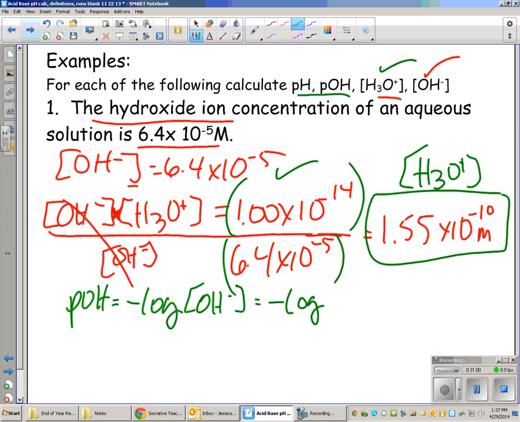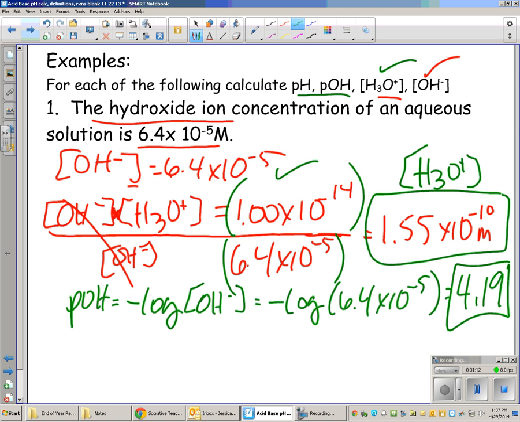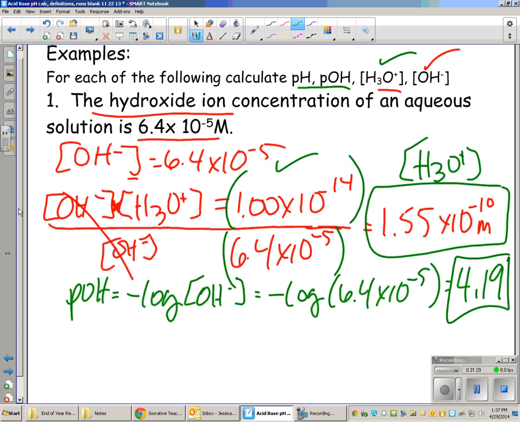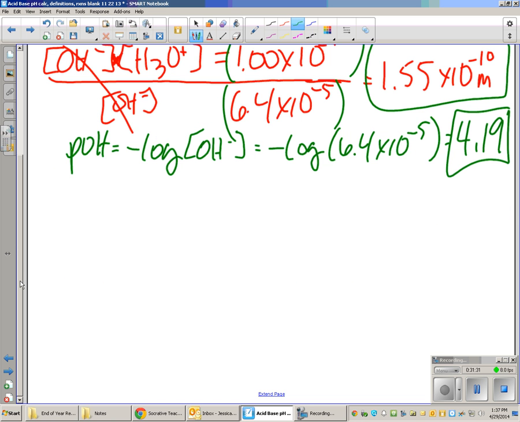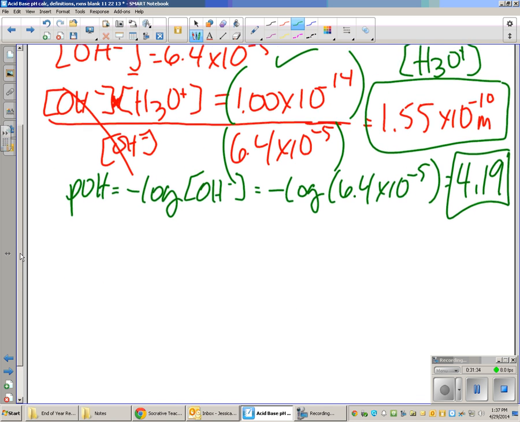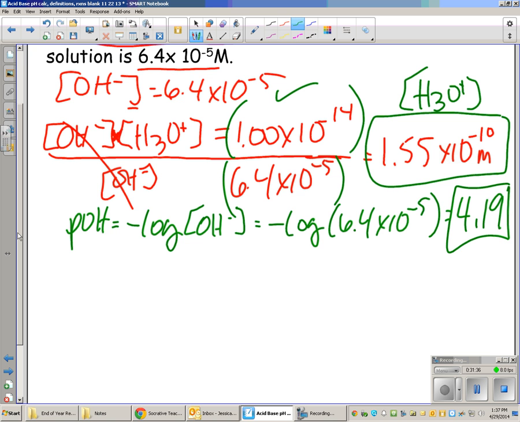So then you go negative log of 6.4 times 10 to the negative fifth. Plug that in your calculator. I'm going to say it's like 4.19. And that number really doesn't mean anything to me right now because I know the pH scale like the back of my hand. I know a base is going to be close to 14, I know an acid is going to be close to 0. So I can't really judge if I'm right by looking at pOH because I'm just not as used to it. Once you get used to it, you can, because technically that's closer to the pOH side or the base side.